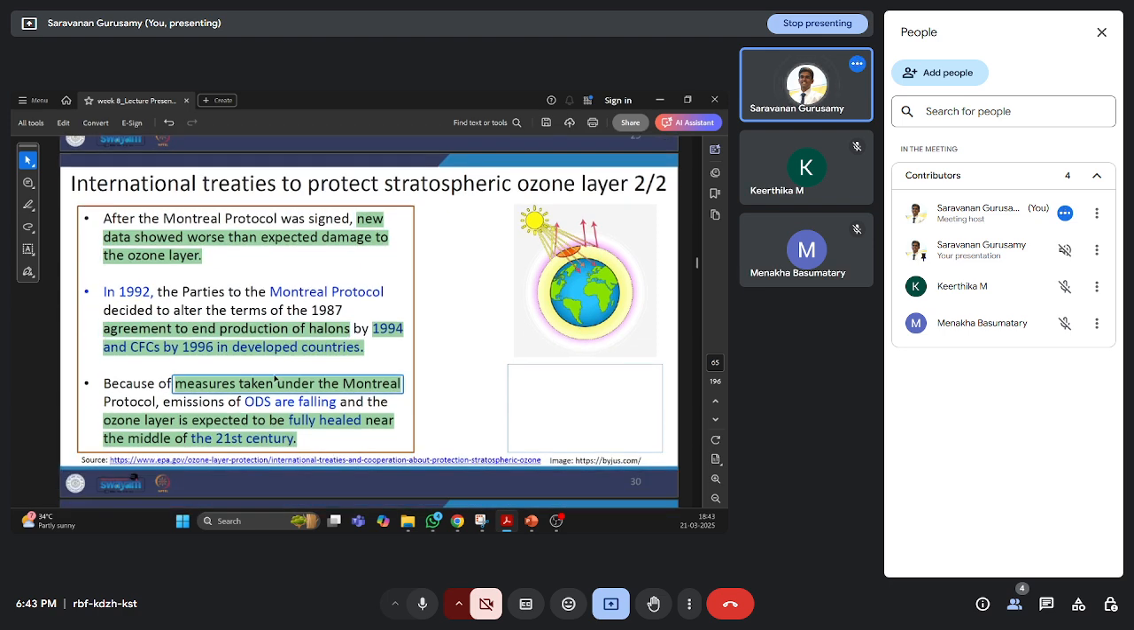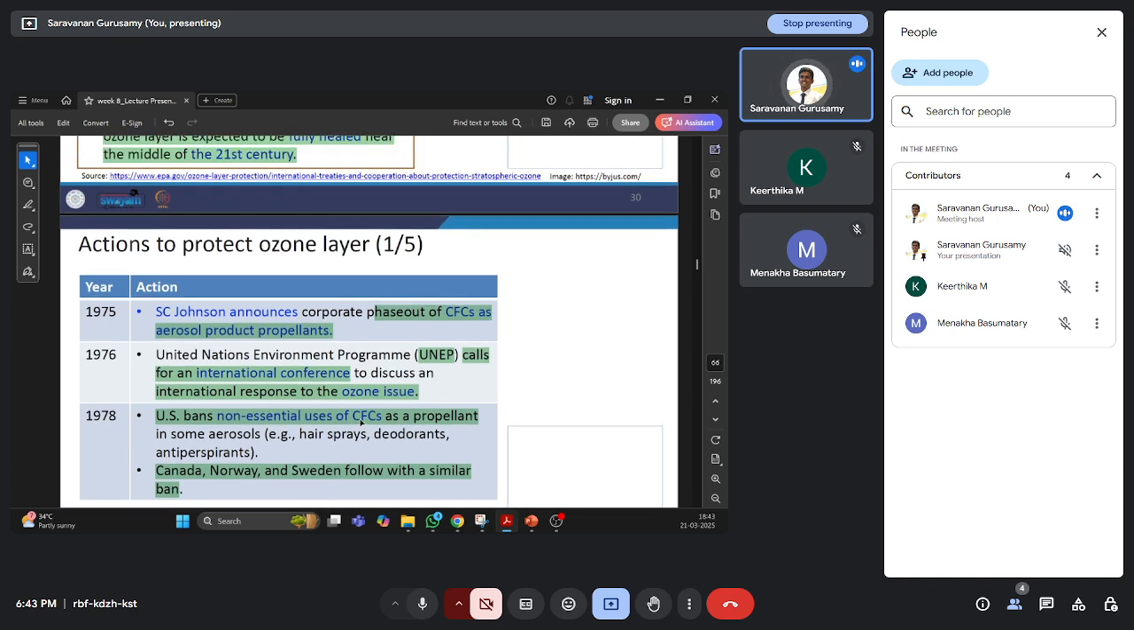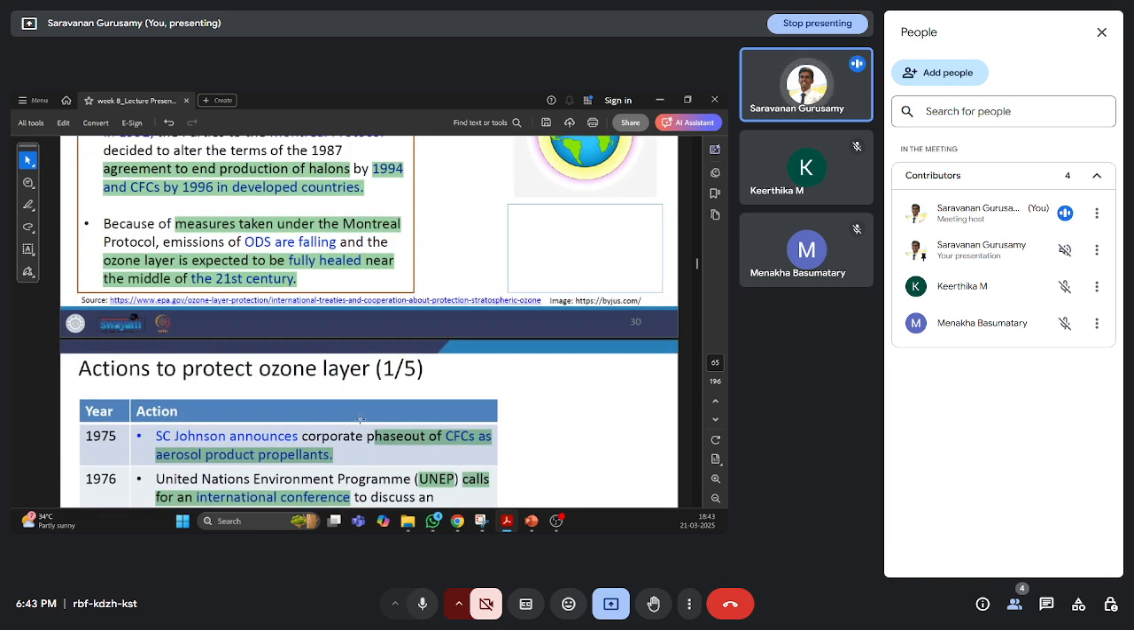In 1992, Montreal Protocol agreement to end the production of halogens. So there should not be any halogens, no chlorine, no bromine related refrigerant. So 1994, CFCs by 1986 in the developing countries, they signed the agreement. And measures taken under the Montreal Protocol are expected to fully heal it near the mid of 21st century. So we are near the mid of 21st century. We have to fully heal the ozone layer. If we do not emit any halogens, there won't be any impact to the ozone layer, right?